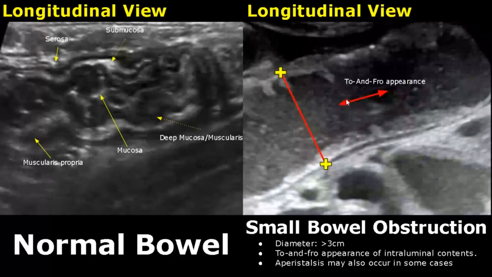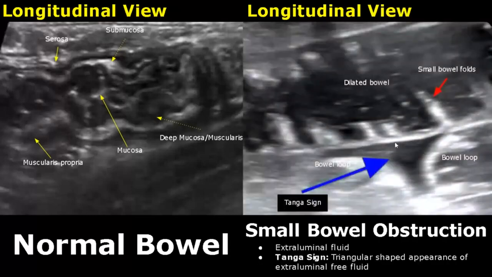Another feature of obstruction is the to and fro appearance of intraluminal contents. In the live video, you will see these contents moving back and forth inside the bowel in bowel obstruction. Absence of peristaltic movements may also be seen in some cases.